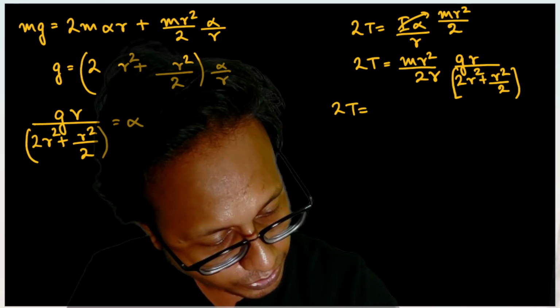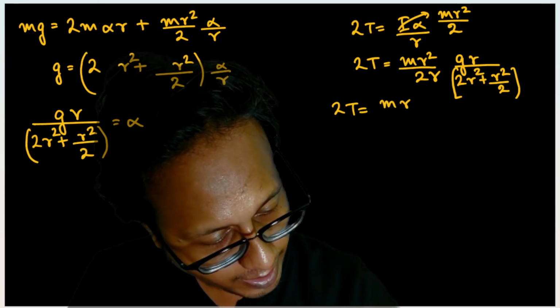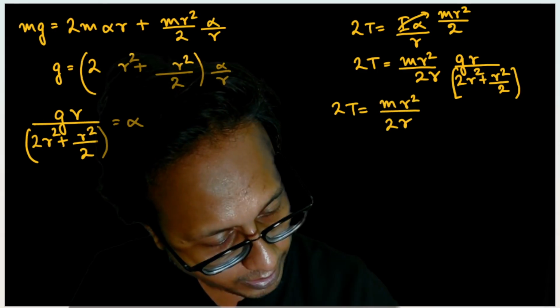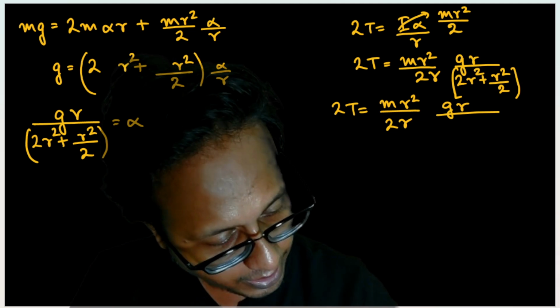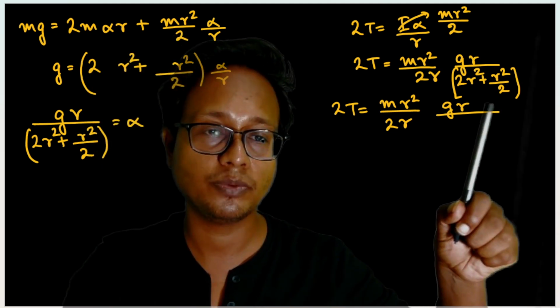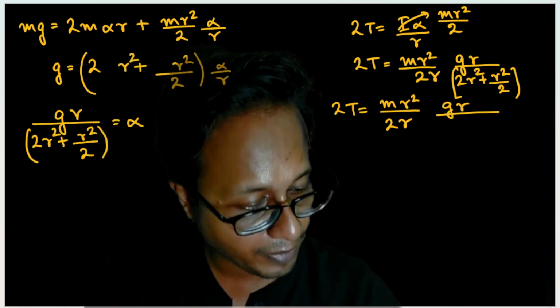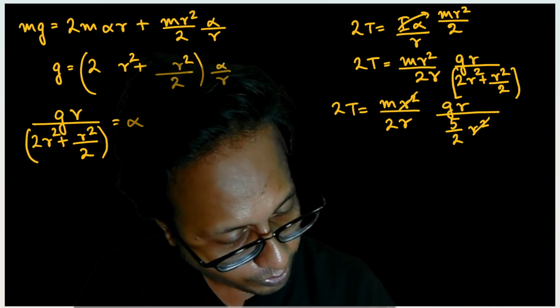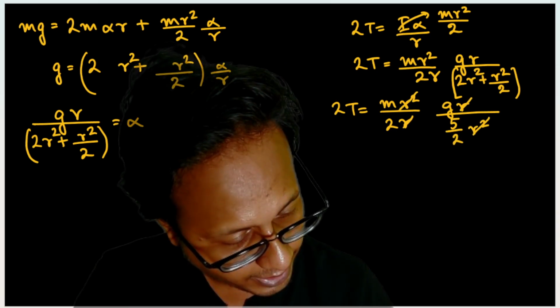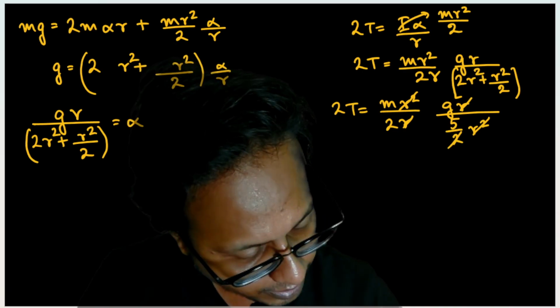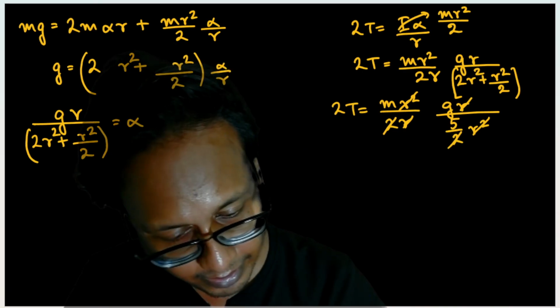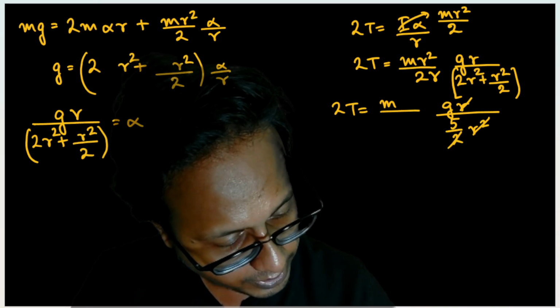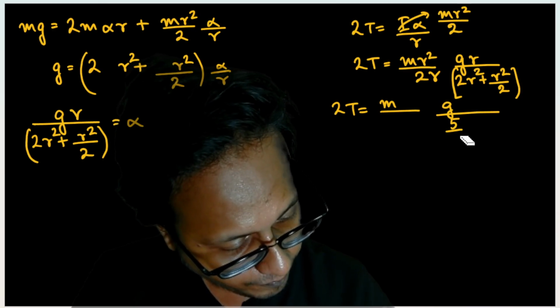So 2t is equal to how much? m r square by 2r into gr divided by 2r square plus r square by 2, which is 2 plus 1 by 2, nothing but 5 by 2 r square. So r square and r square would get cancelled, r and r would get cancelled, and the 2 and this 2 would get cancelled. So if I remove all the cancelled terms, what am I left with?